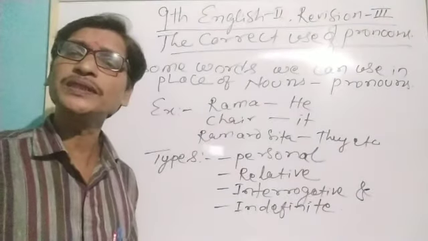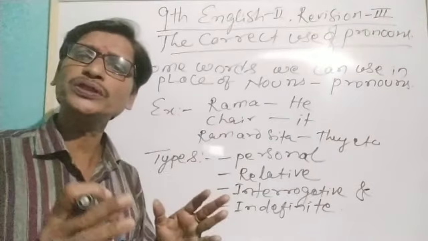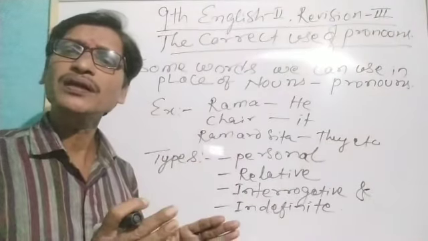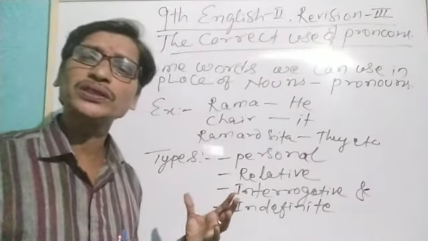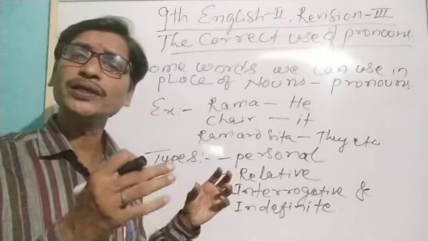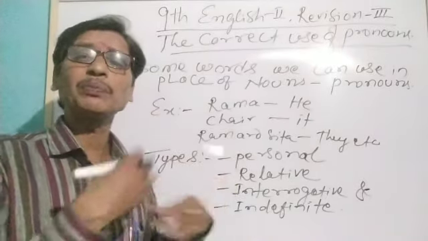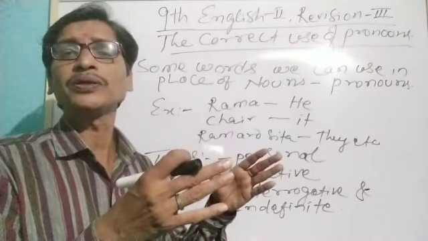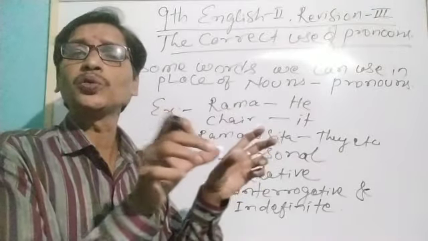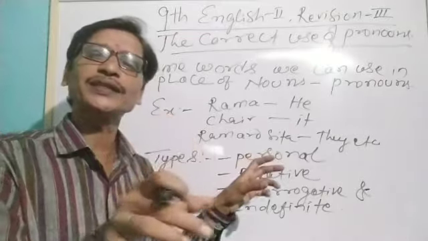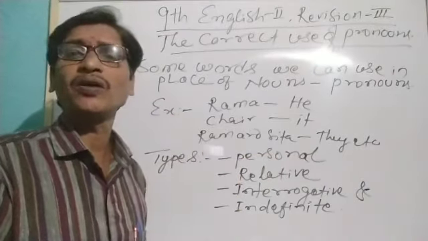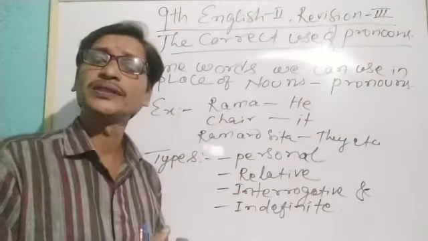Similarly, relative pronouns are who, whom, whose, that, which, of which. These are pronouns we can use in place of a noun, but they also function as a relative to join two clauses. So they function as pronouns as well as relatives, therefore they are called relative pronouns.